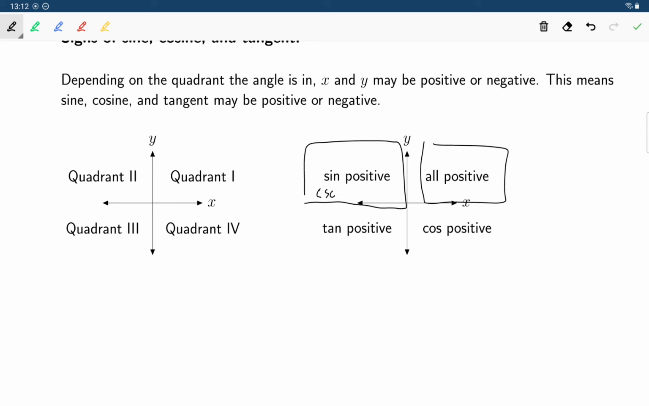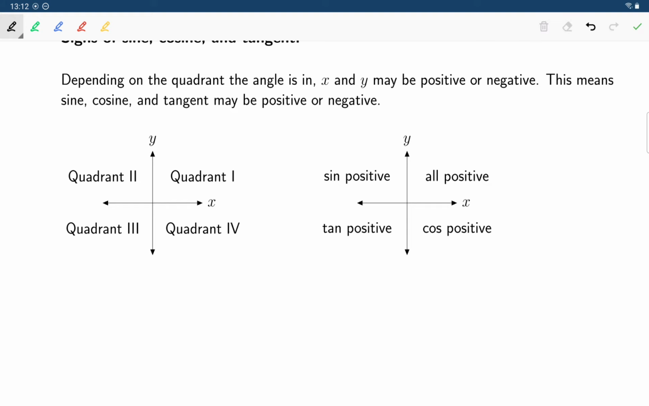In quadrant 3, you would find that tangent is positive and also cotangent because it's the reciprocal. In quadrant 4, you would find that cosine is positive and also secant, because secant and cosine are reciprocals of each other.